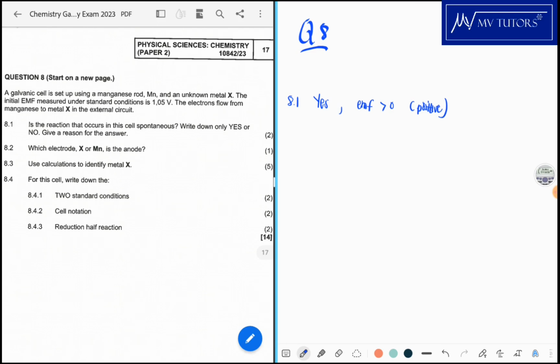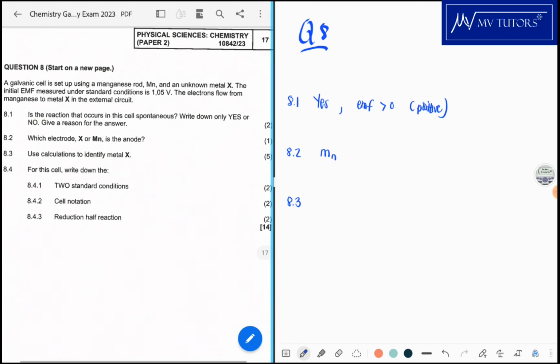Then 8.2, it says which electrode, X or manganese, is the anode. Remember, they said electrons flow from manganese to metal X. So wherever it's flowing from, that's the anode, and where it's flowing to is the cathode. So X is the cathode, and manganese is the anode. You can just say Mn or manganese. 8.3, use calculations to identify metal X.